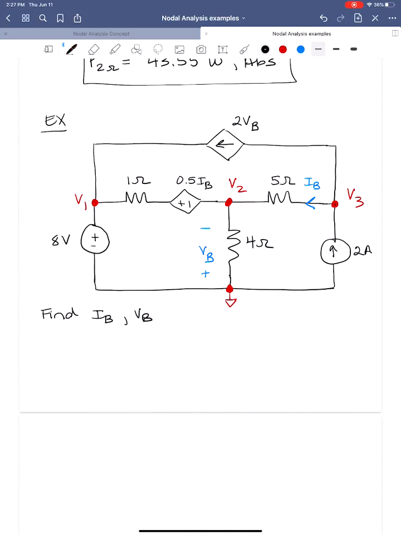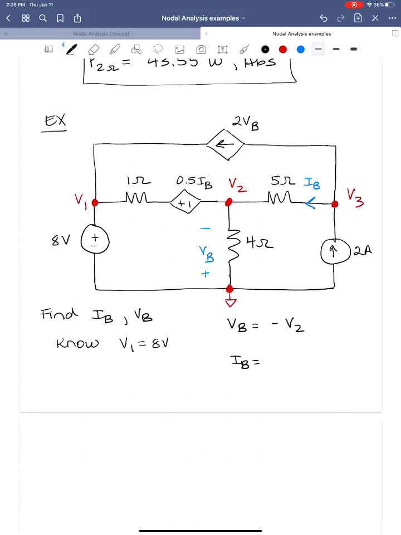So we're going to start with things that we know. We know that V1 is equal to 8 volts, just by the way we have labeled the reference node and the other node voltages. Since we have 2 dependent sources in the circuit, we should determine what the controlling elements are in terms of the node voltage variables, VB and IB. So VB, what is VB equal to? VB is the voltage drop across the 4 ohm resistor. So we have plus 0 minus V2 has to equal VB by Ohm's law. So VB is equal to minus V2.